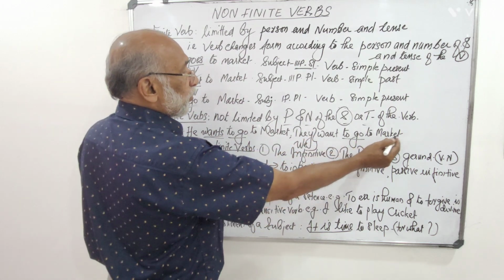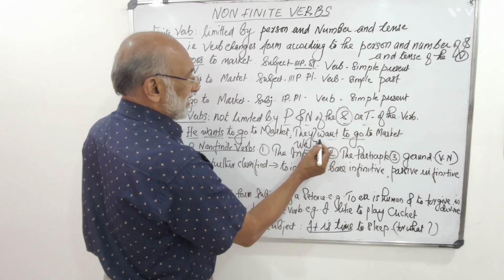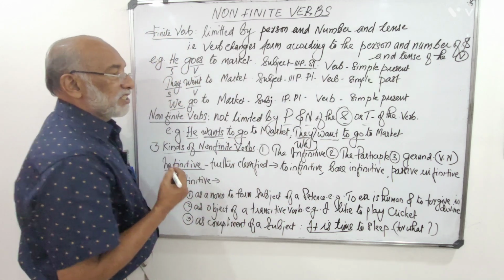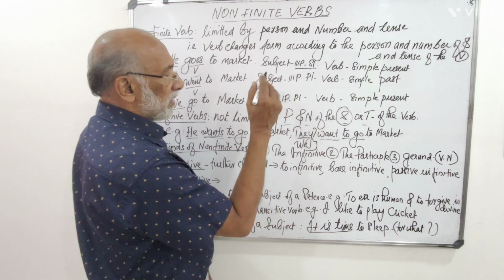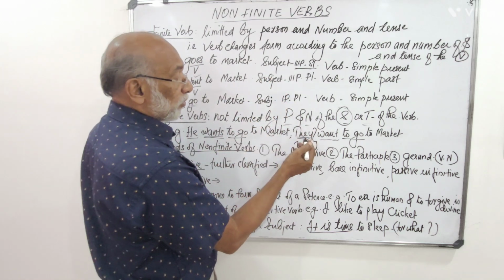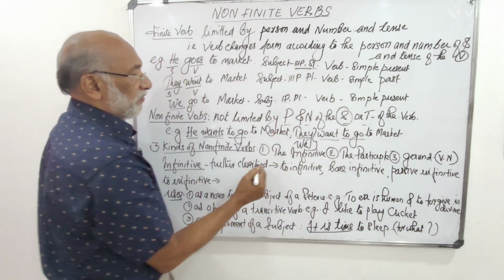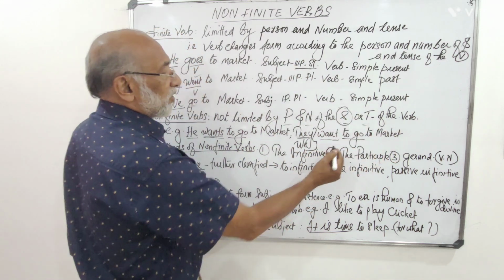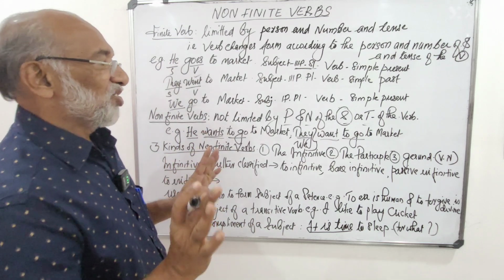They want to go to market. Want is changed because it's a finite verb and it changes its form according to the nature of the subject, that is, whether it is first person, second person or third person, whether it is singular or plural, and the tense of the verb. But here you see, to go to market, to go, that doesn't change.